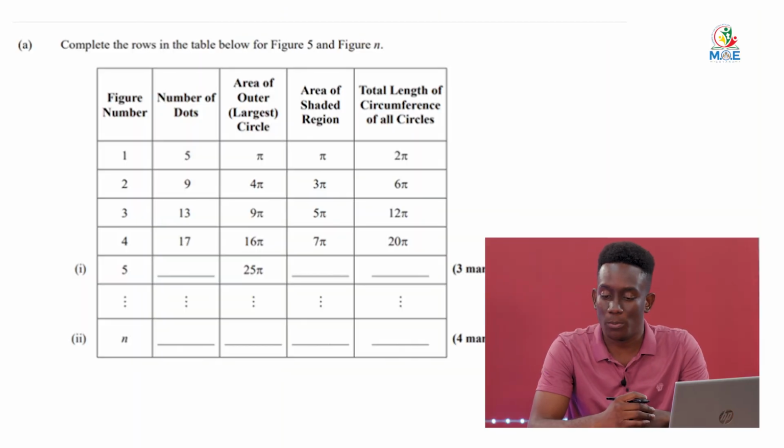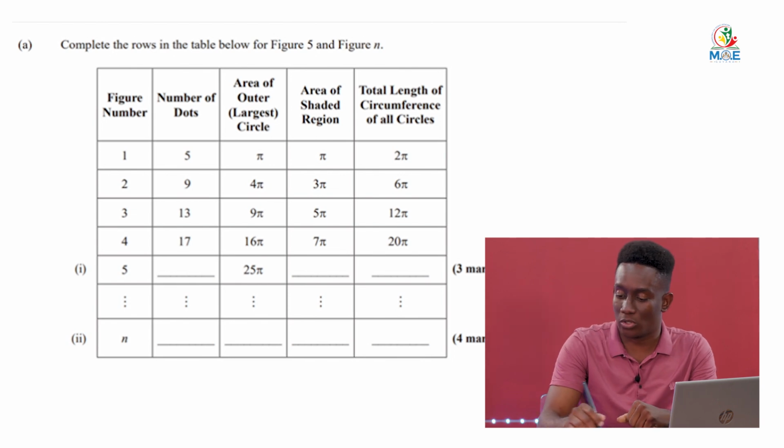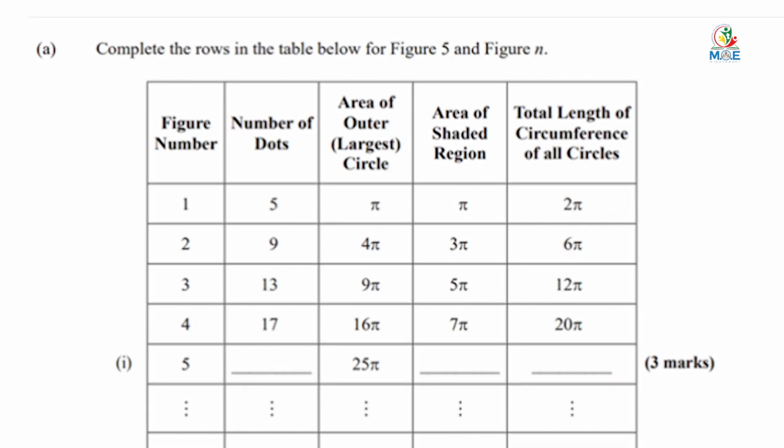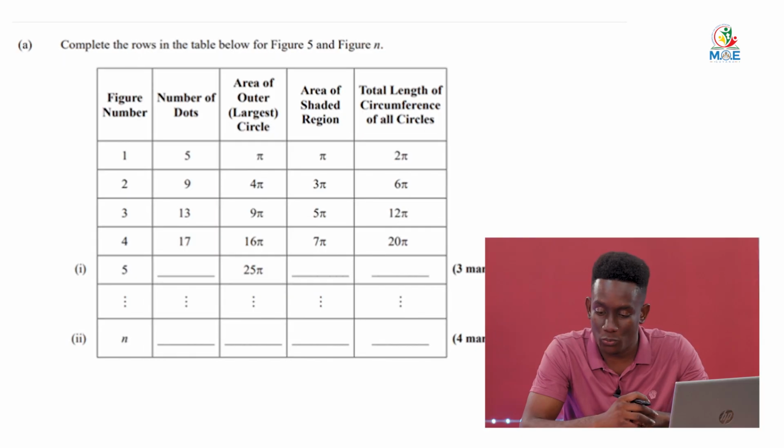So the question says, complete the rows in the table below for figure 5 and figure n. So you want to complete this row here and this row here. For figure 1, the number of dots will be 5, the area of the outer larger circle will be pi, the area of the shaded region will be pi because everything was shaded, and the total length of circumference of all the circles will be simply 2 pi. And for figure 2, the number of dots will be 9, the area of the outer larger circle will be 4 pi, the area of the shaded region will be 3 pi, and the total length of the circumference of all circles will be 6 pi.